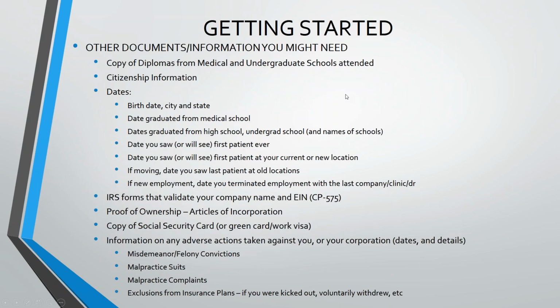Other documents and information that you might need in order to get started with a credentialing packet would be copies of your diplomas from your medical and undergraduate schools that were attended. Some insurance companies require you to upload copies to them of that. They need your citizenship information. Most of the time they ask you if you are a U.S. citizen, and if you attest to the fact that you are, they don't ask for anything else, although I have seen some insurance companies ask for a copy of a valid driver's license, passport, and so on and so forth.